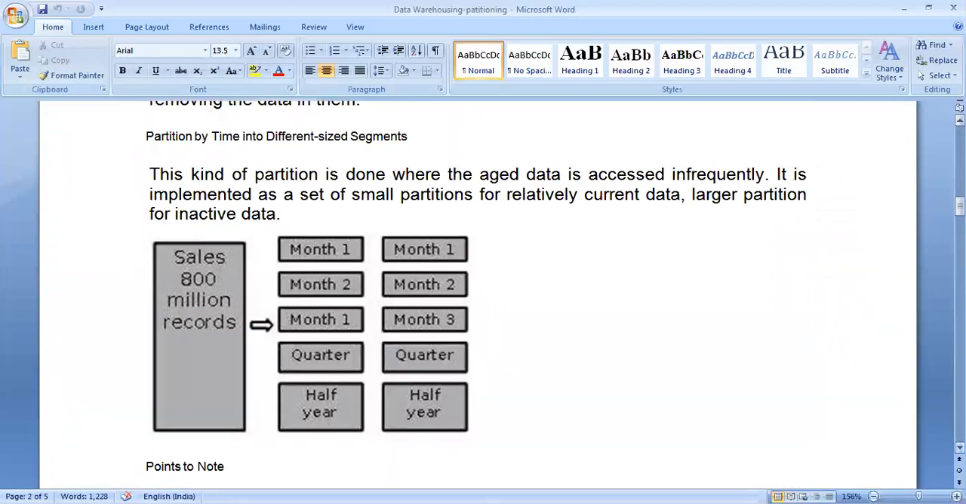Next comes the partitioning by time into different size segments. This kind of partition is done where the aged data is accessed infrequently. As the aged data is accessed infrequently, we generally do not access them regularly. So all of the chunks related to the past, the data belonging to aged data, can be grouped together in a larger segment rather than the data that is related to the current time.